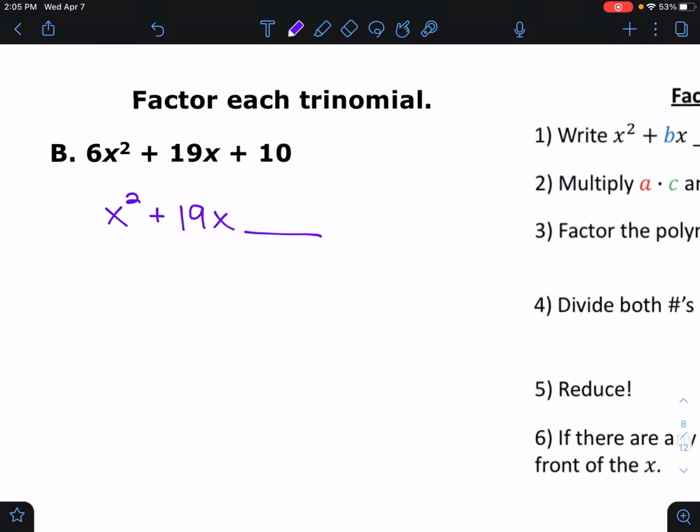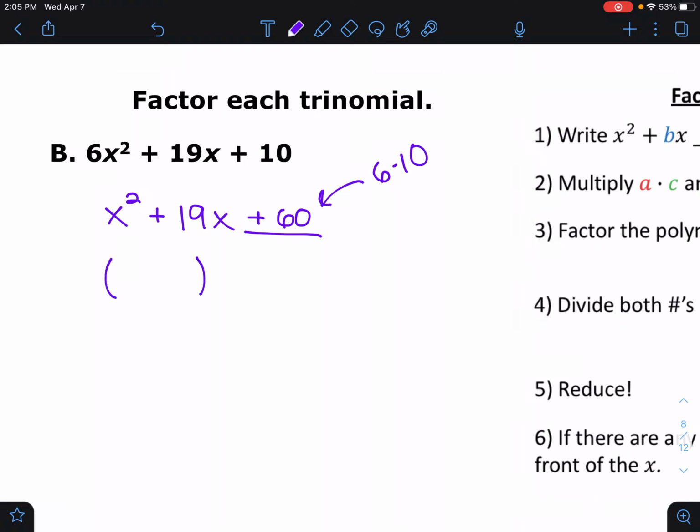Okay, so in the blank, what's going to go here? A times c is 6 times 10. So this is a and this is c, right? So this is going to be 60. It's positive, so I'm going to put plus 60. If it were negative, you'd write minus.